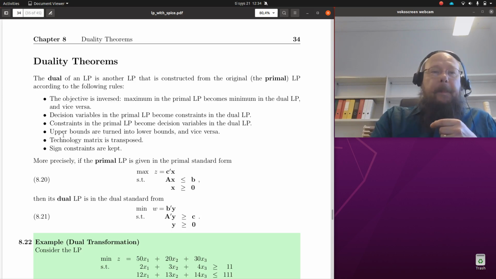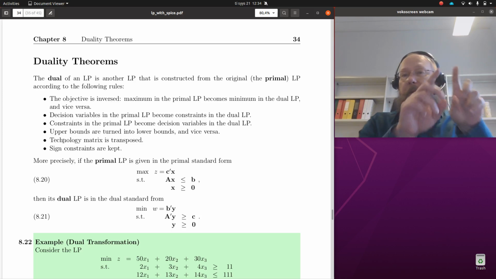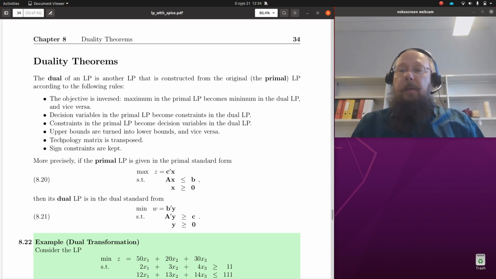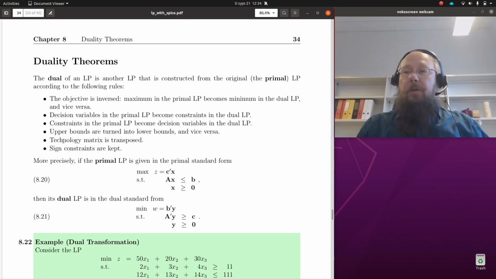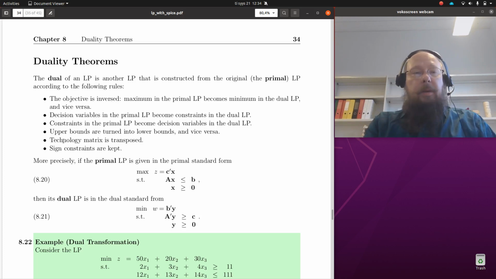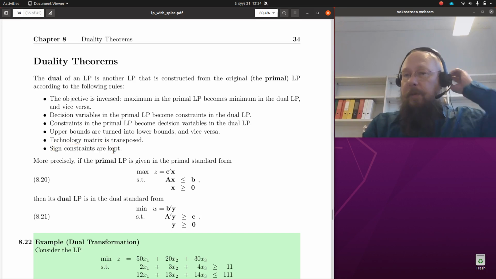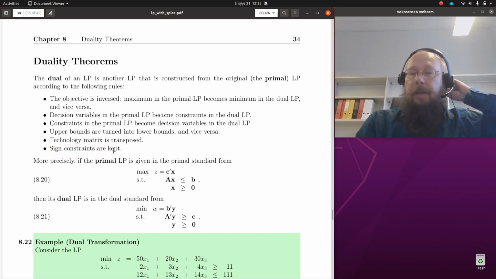And then upper bounds are turned into lower bounds and vice versa. So these go the simple way, in the opposite direction. The technology matrix is actually transposed. If you think about the tabular representation you have for an LP, then you transpose everything, so rows become columns and vice versa. And finally, just to emphasize, the sign constraints are kept. We like sign constraints. If they are not there, then that's the exception to the rule.